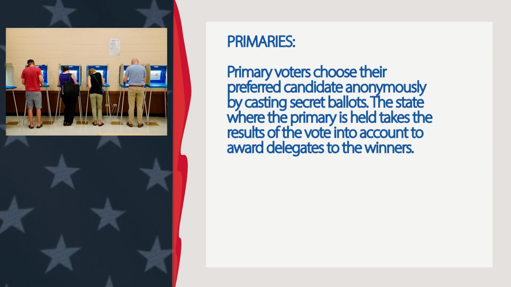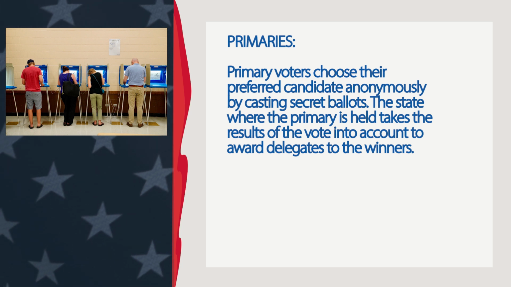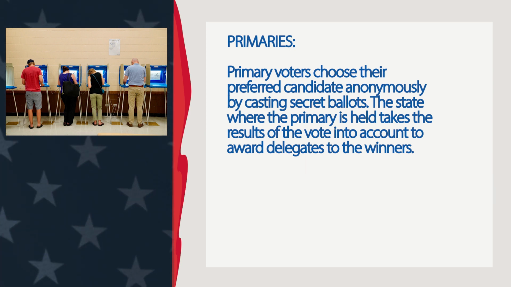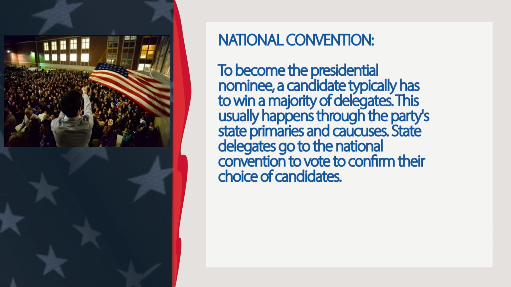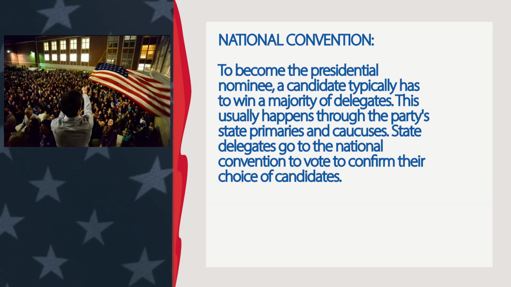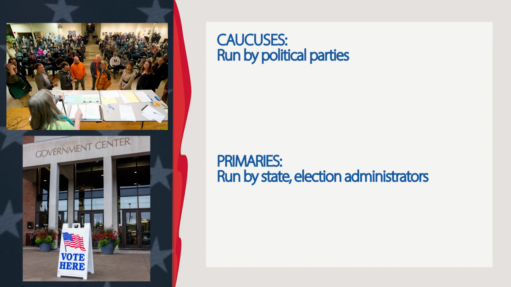And primaries. Primary voters choose their preferred candidate anonymously by casting secret ballots. The state where the primary is held takes the results of the vote into account to award delegates to the winners. Both accomplish the same task of selecting delegates to represent their states at the party's national convention. The main difference is who administers the processes. Caucuses are run by political parties and primaries are run by the states.